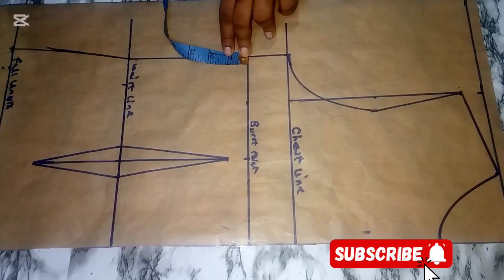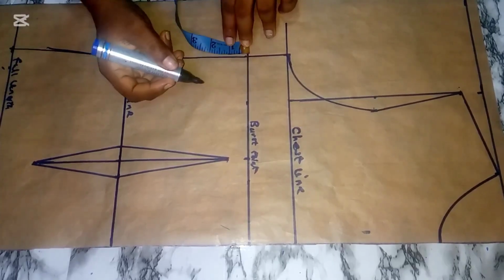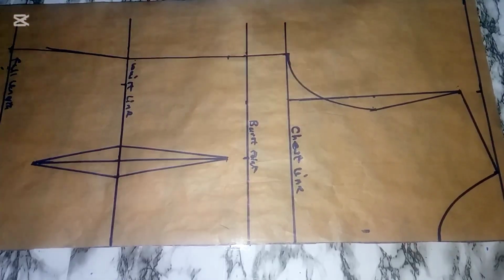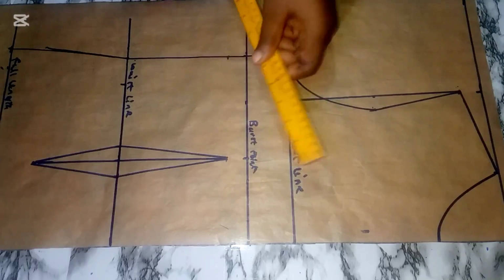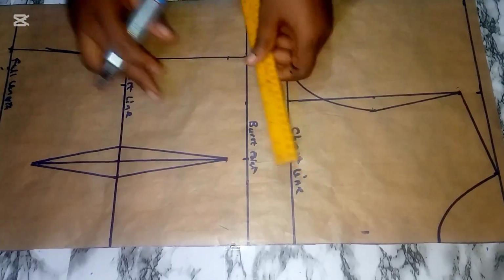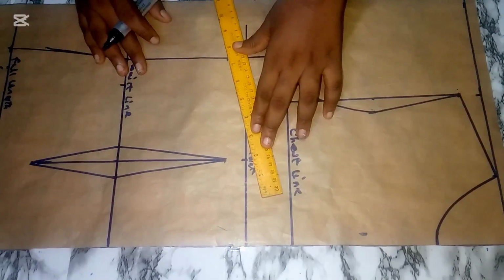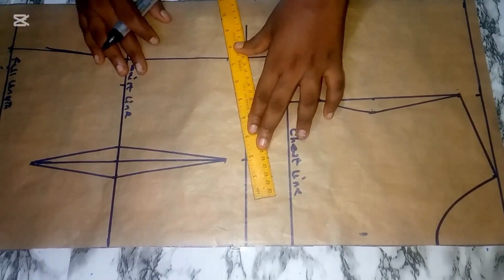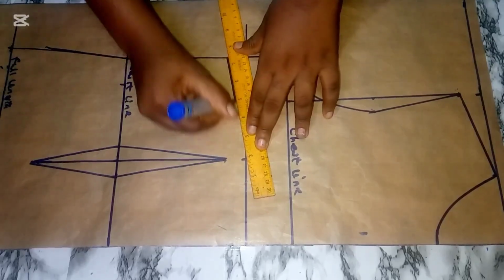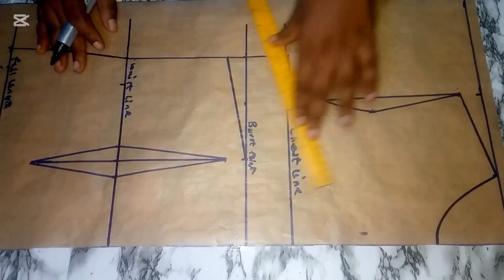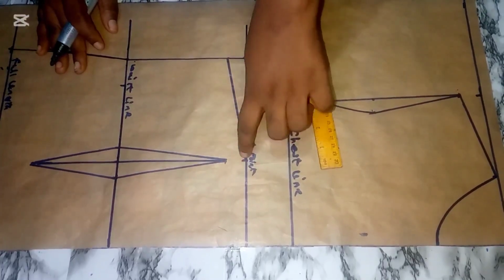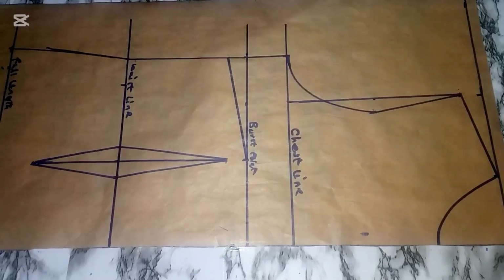So I mark 1 inch here. Then I'll connect it to this point here, from that 4-inch point that I made on my bust point. That is where I'll connect it. Some people call it the apex or bust point, whichever one.